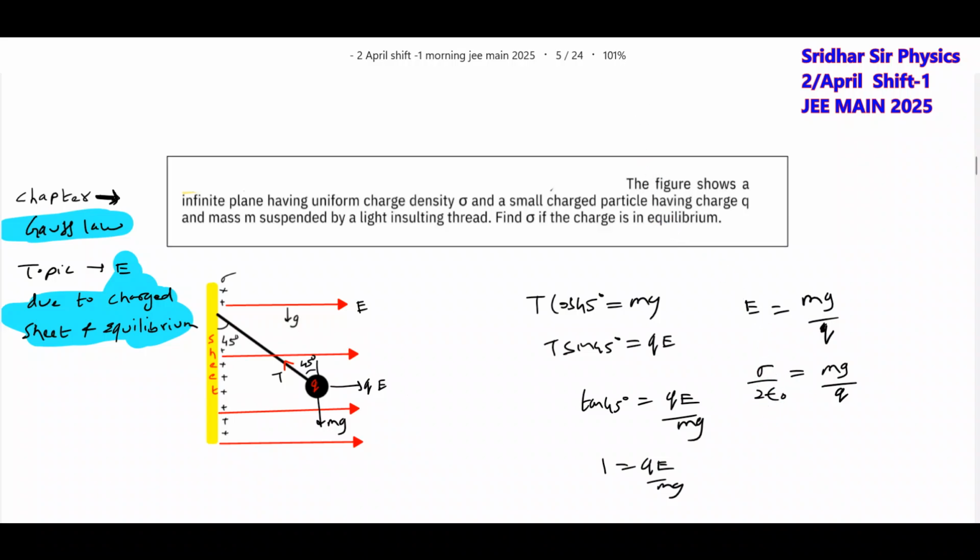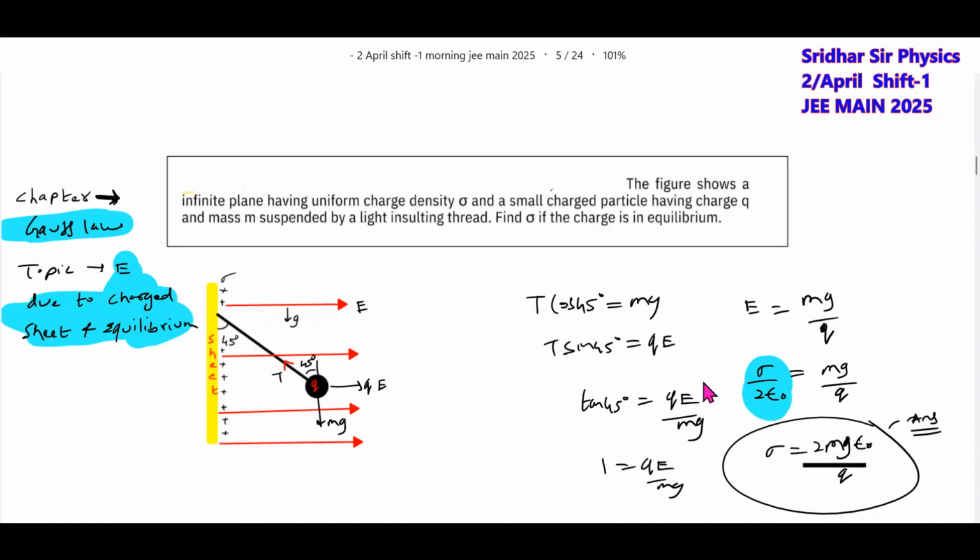There's a formula, you should know this one. Electric field produced by the non-conducting charge sheet. So therefore, sigma equal to 2 mg epsilon naught by q. This is the answer. Okay, this is just based on the equilibrium.